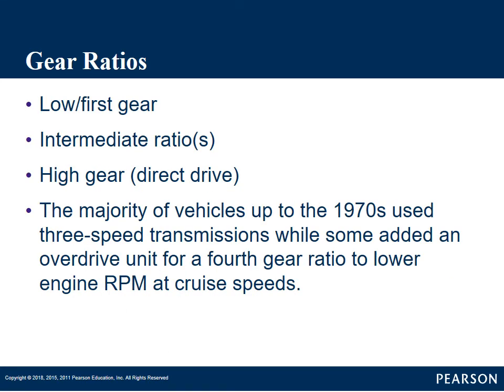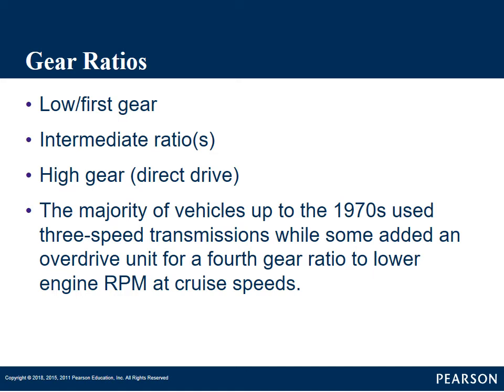Some different gear ratios. We have our low first gear, intermediate ratios, then a high gear, that's our direct drive. This is what most of our vehicles up through the 1970s used, with like 3-speed transmissions. Okay, if you remember, we did not see overdrive in automatic transmissions until we got into the late 80s.